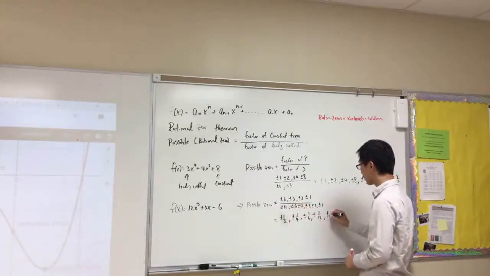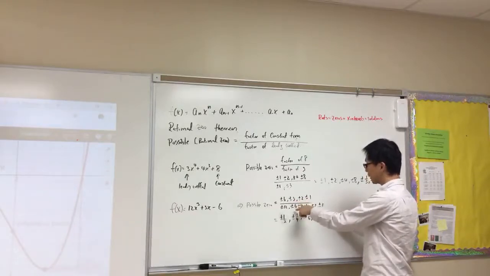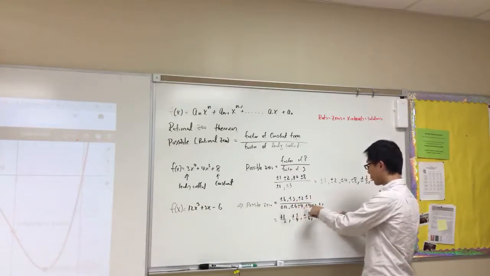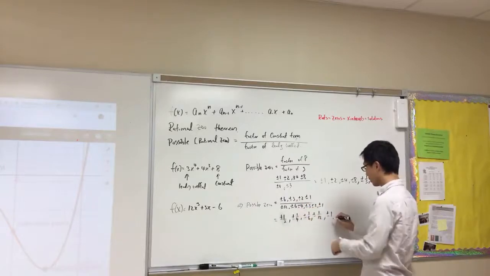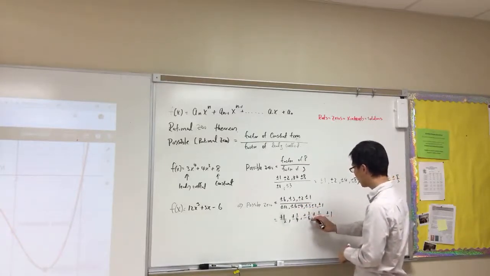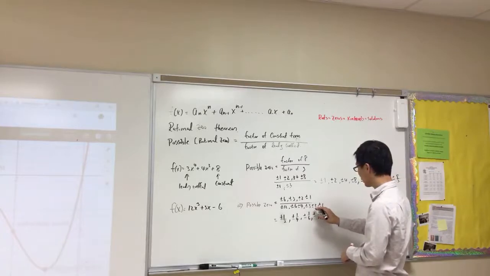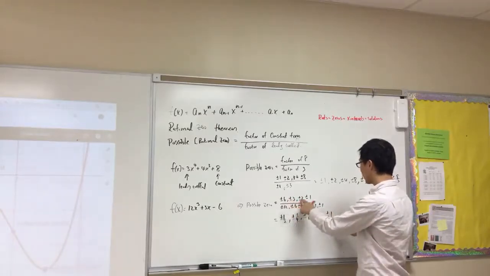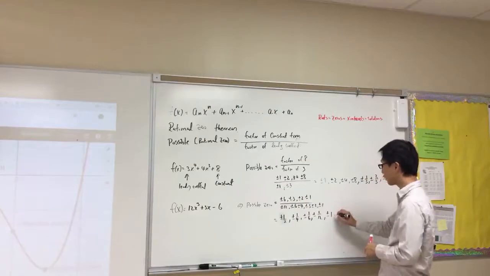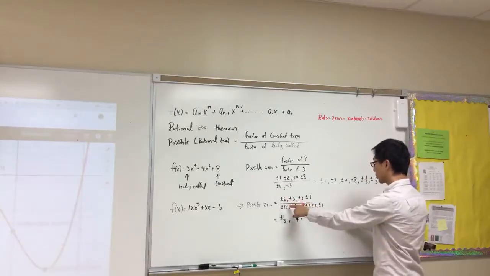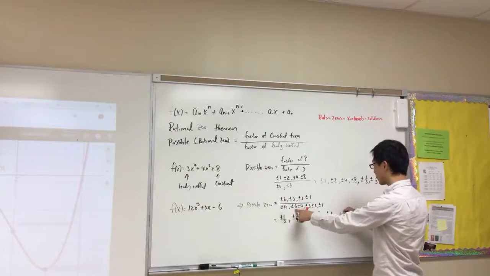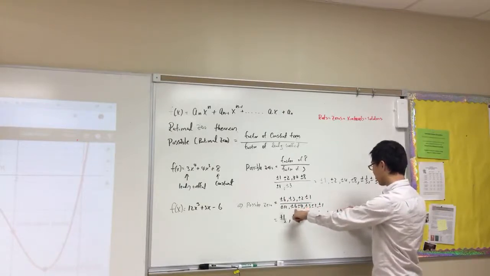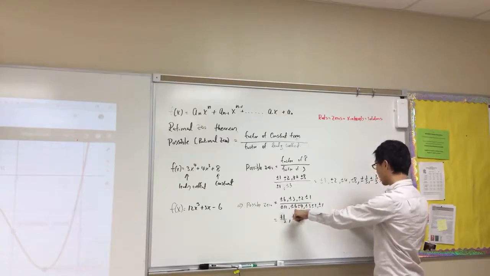What's the next one? 6 over 6 is what? 1. 1/2 already repeated. Then 1/3. It's not there. 1/3, it should be here. Oh, because we forgot the 4. Oh wait, no, 12. 1/4, 1/6. Oh yeah, there's 1/3. So plus minus 1/2 is already there, and plus minus 1/3, and plus minus 1/6 is already there.